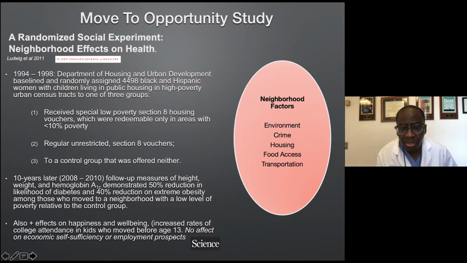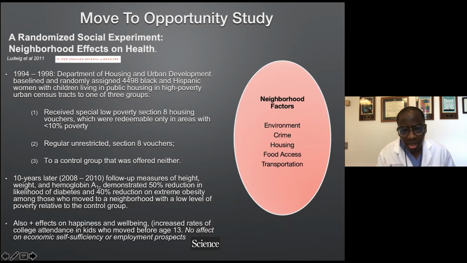by census tract definitions, to one of three groups. They either received special vouchers that were only redeemable if they moved to a richer area with low poverty concentration, or they were given regular unrestricted vouchers, or neither was offered. And these women with their children living in the public housing were followed for 10 years. At baseline, measures were taken, including height, weight, hemoglobin A1C, etc. They followed them over a 10-year period, and they repeated these measures.